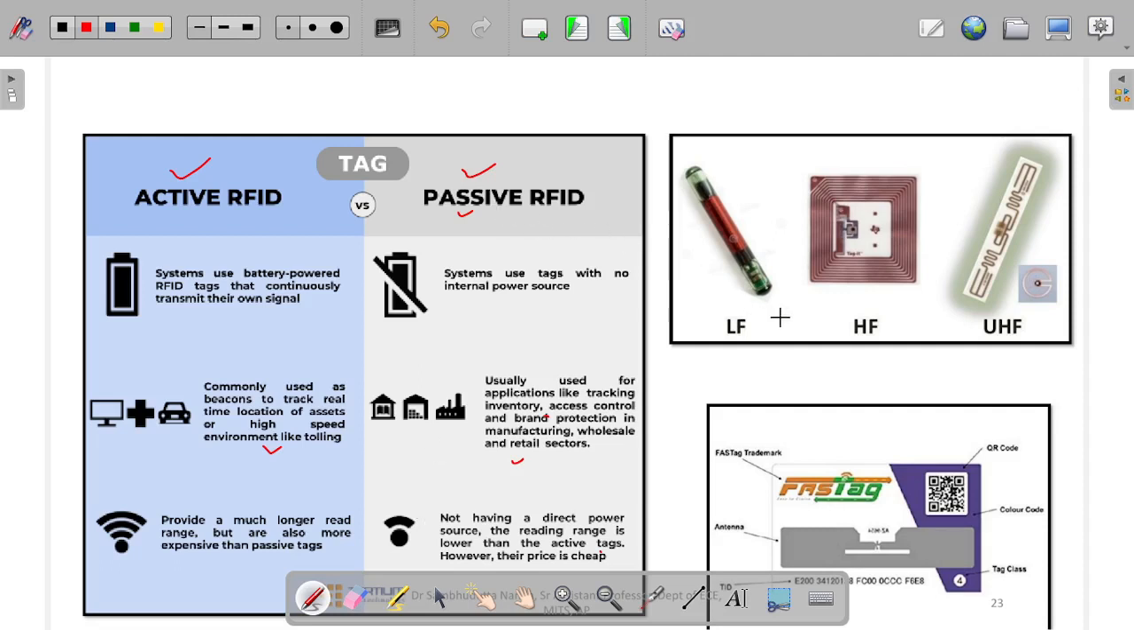Now these are some types of RFID antennas we can say: low frequency, high frequency and ultra high frequency. So these are different types of RFID tags, and this is the top view. If you see the side view, it is just more than the thickness of a paper, not more than that. This is how it is.